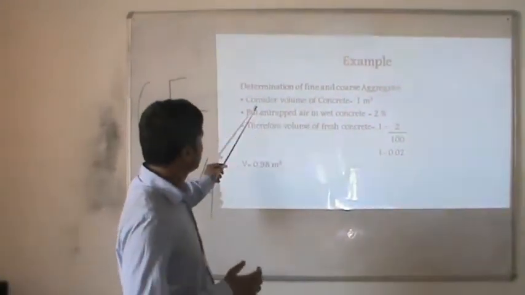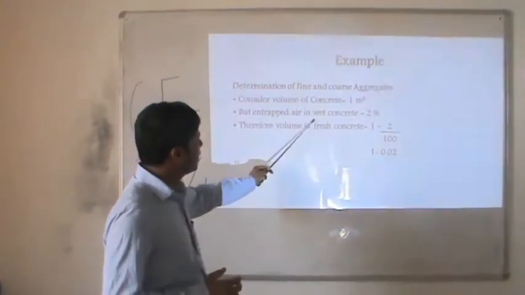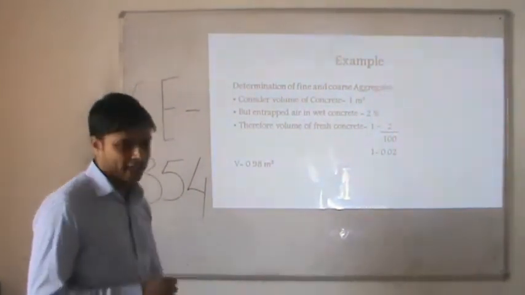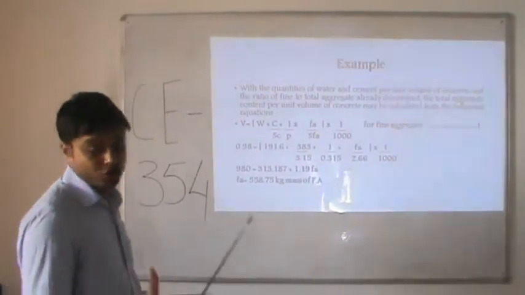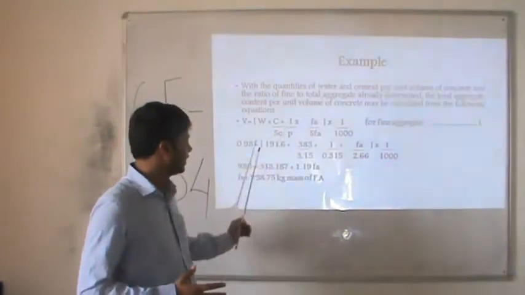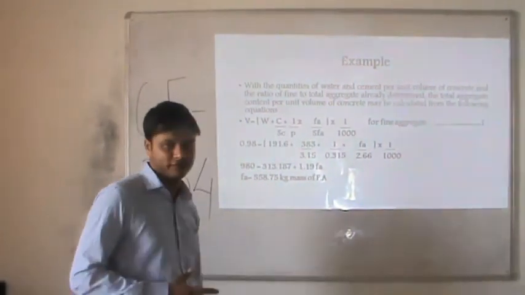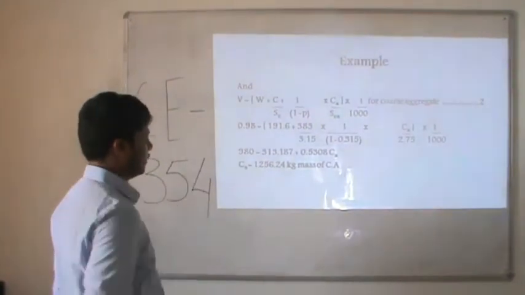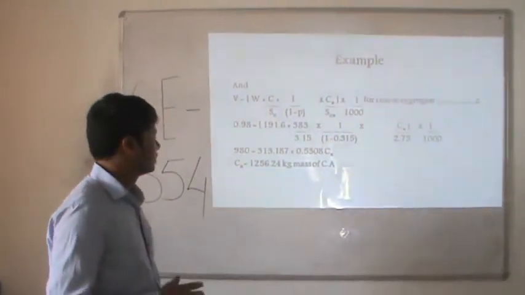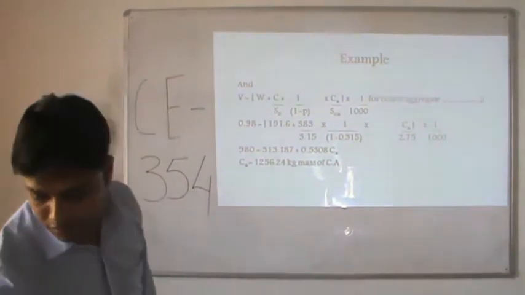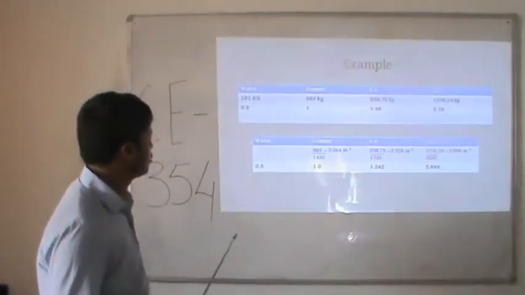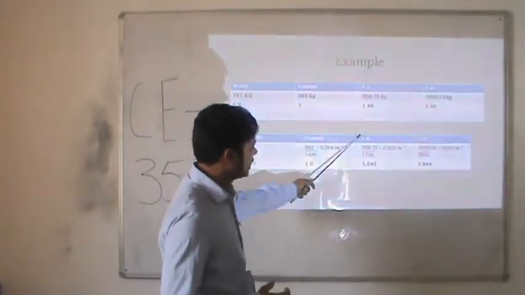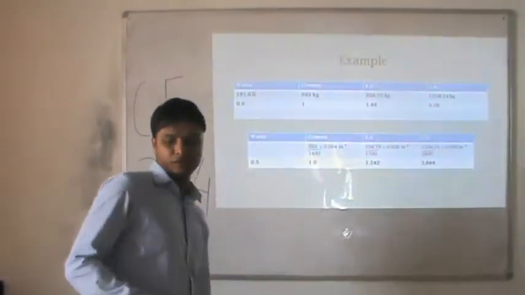Now, determination of fine and coarse aggregate content. Consider the volume of concrete 1 m³, but the entrapped air in wet concrete is 2%. Therefore, the volume of fresh concrete remains 0.98 m³. With that, 0.98 m³ should be equal to this for the fine aggregate, and that fine aggregate comes to 558 kg per meter cube, and that should be subtracted from this value. So the coarse aggregate will be 1256.24 kg per meter cube, and this is how we reach the values of the proportion: water 0.5, cement 1, fine aggregate 1.242, and coarse aggregate 2.644.